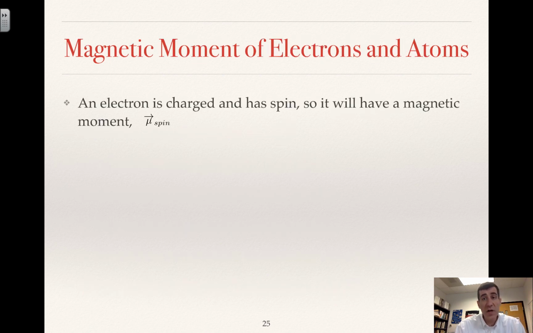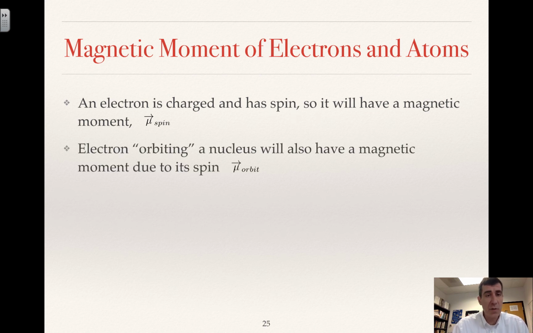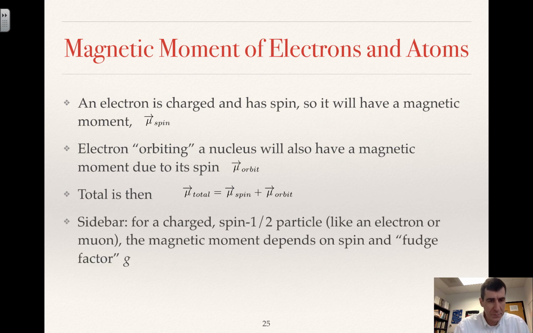Now, if you have electrons or atoms, first off, an electron is a charged particle and it has spin, so electrons have an intrinsic magnetic moment. And not only that, if you have an atom, you can think of your electron as orbiting a nucleus, although quantum mechanics says it's a little more complicated than that, but we can still think of this orbit. So it's also going to have a magnetic moment due to its orbit. The total magnetic moment of an electron in an atom is the magnetic moment due to the electron spin plus the magnetic moment due to the orbit.